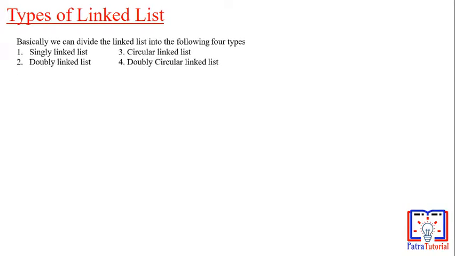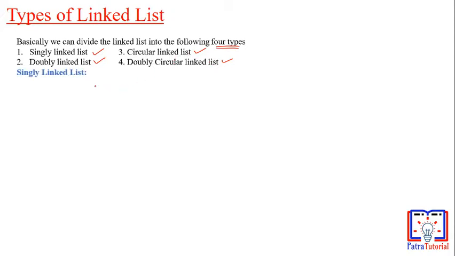Basically we can divide the linked list into the following four types. Okay, so there are four types of linked lists. First one is what? Singly linked list. Second one is doubly linked list. Third one is circular linked list, and fourth one is doubly circular linked list. Okay, so let me discuss one by one.